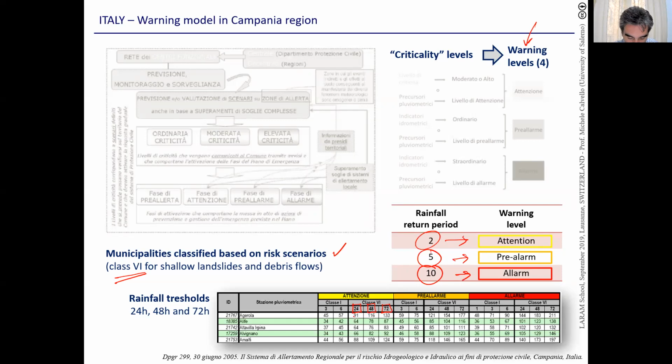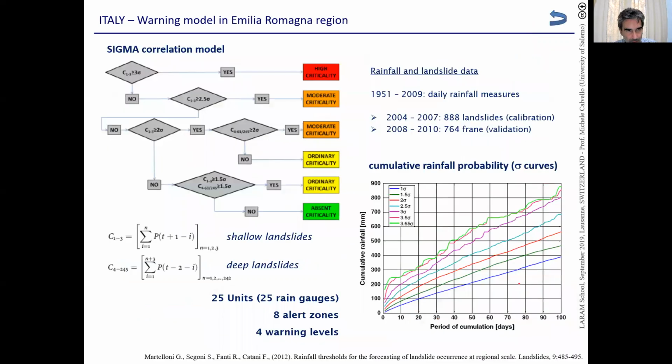So there are municipality by municipality thresholds defined for 1 day, 2 day, 3 day rainfall at the yellow level, at the orange level, at the red level. And with those in mind, once you record the rainfall, if you overcome a given threshold, you enter in yellow, orange, or red. That's how it works.